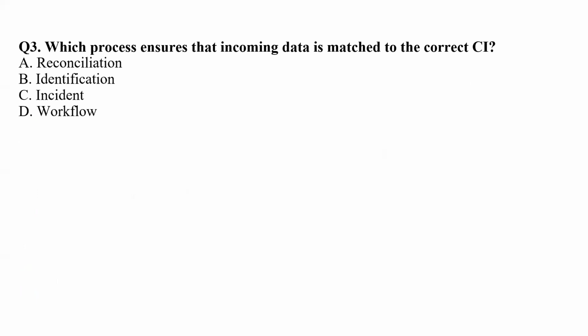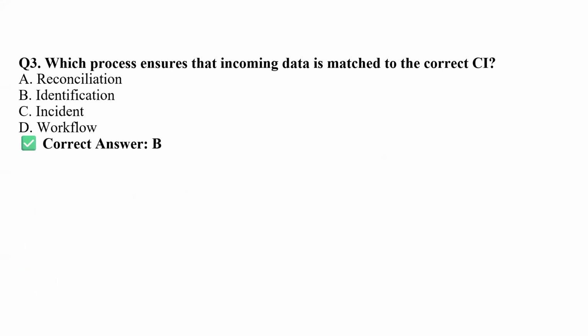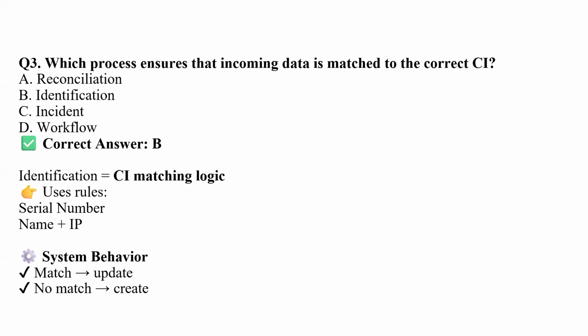Next one. Which process ensures that incoming data is matched to the correct CI? Option A, reconciliation. Option B, identification. Option C, incident. Option D, workflow. So the correct answer is identification. Why is identification correct? Because identification is the CI matching logic. It uses rules such as serial number, name plus IP. For example, in system behavior, if the same serial number matches, then it will update in the system. If a new serial number or new IP address comes, then it will create a new CI. That's the logic behind it.